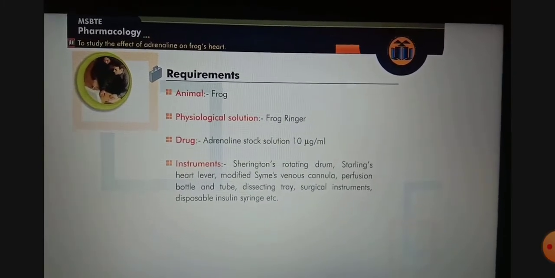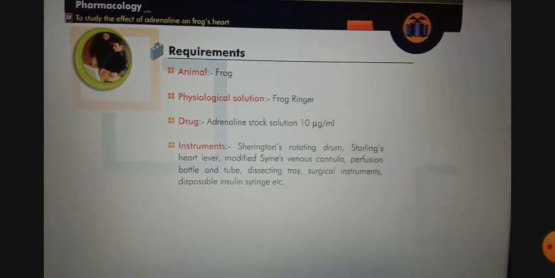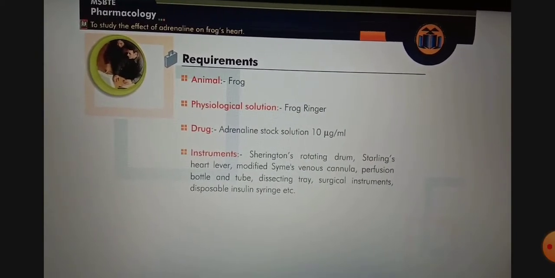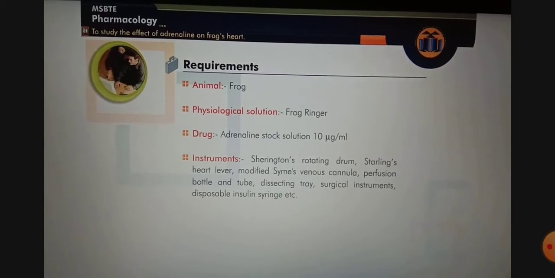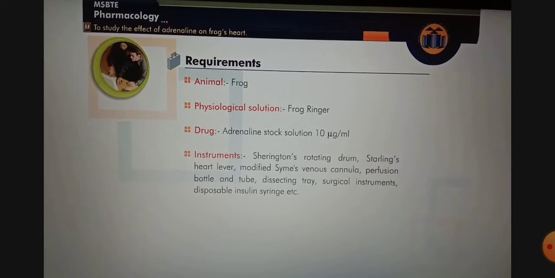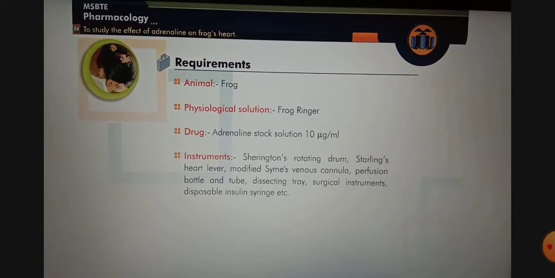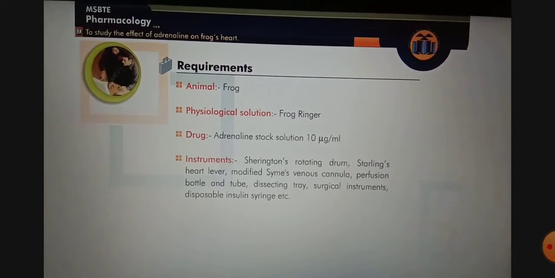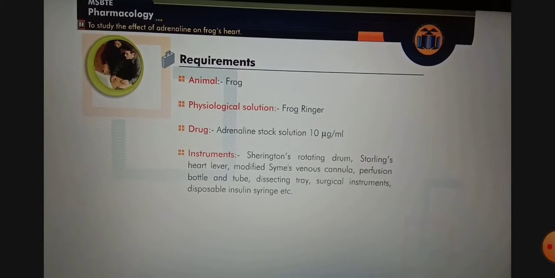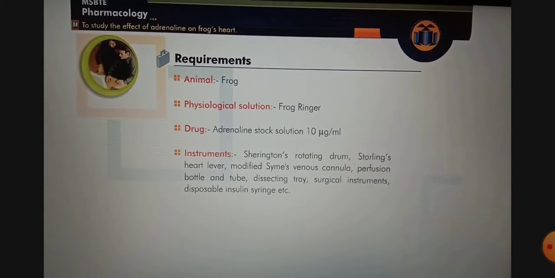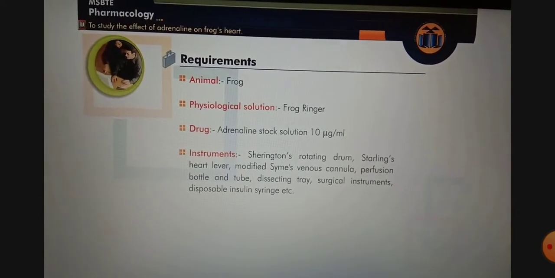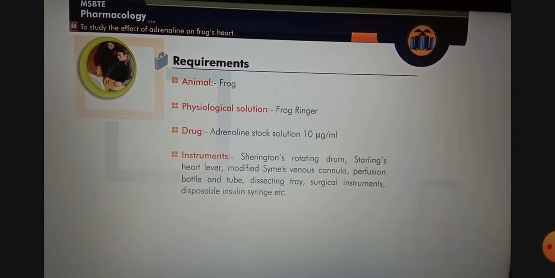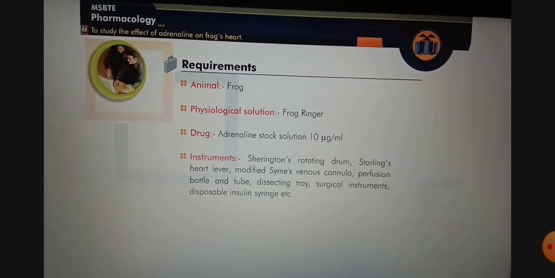The requirement for this experiment: the animal we need is frog, physiological solution is frog Ringer solution, drug is adrenaline stock solution 10 microgram per ml. Instruments we need are Sherrington's rotating drum, Starling's heart lever, modified Simms venous cannula, perfusion bottle and tube, dissecting tray, surgical instruments, and disposable insulin syringe.